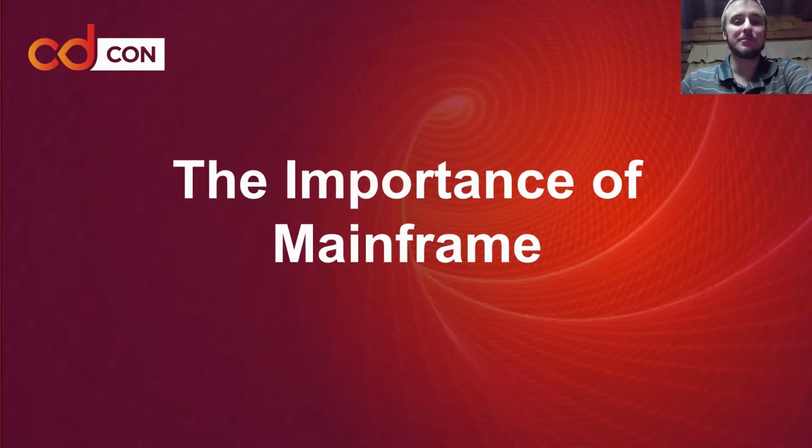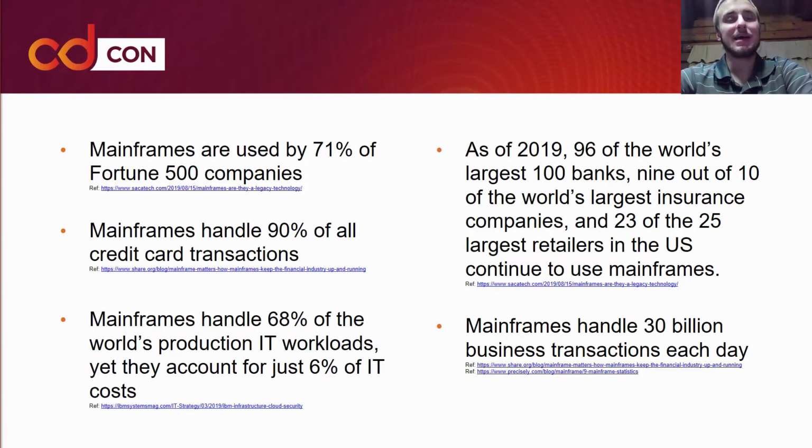The importance of mainframe. I posted some interesting facts, but the ones I'm most interested in are mainframes handle 90% of all credit card transactions. And as of 2019, 96 of the world's largest 100 banks, 9 out of 10 of the largest insurance companies, and 23 of the 25 largest retailers in the US rely on mainframes. Mainframes handle 30 billion business transactions each day, showcasing that they are truly the backbone of the world's economy. As far as development on mainframes, I'm going to turn it over to Dan to give you a demonstration of what that experience looks like today.